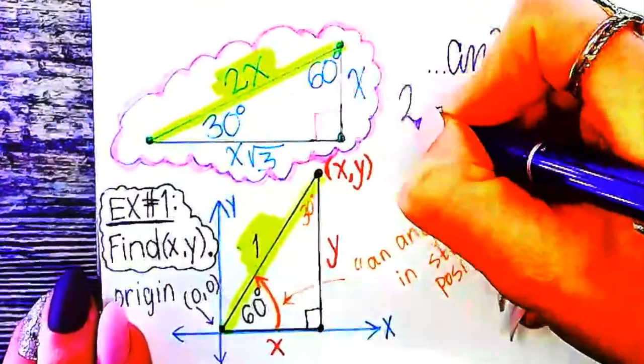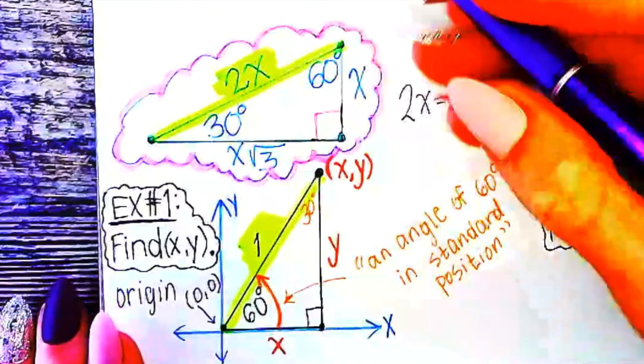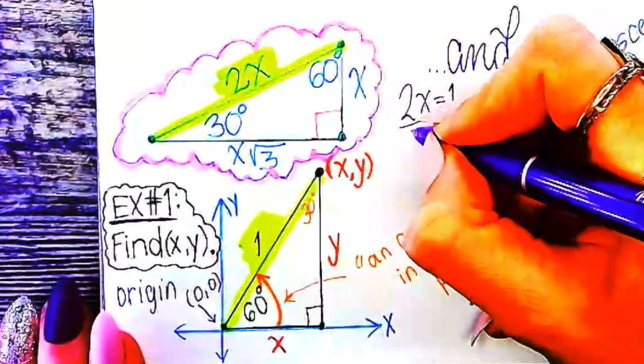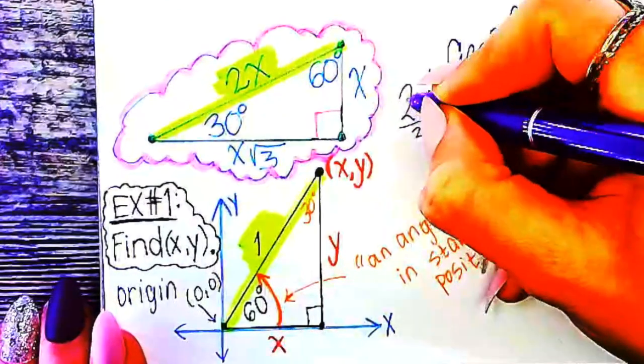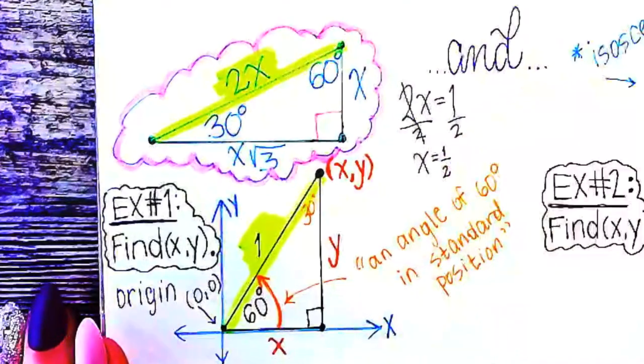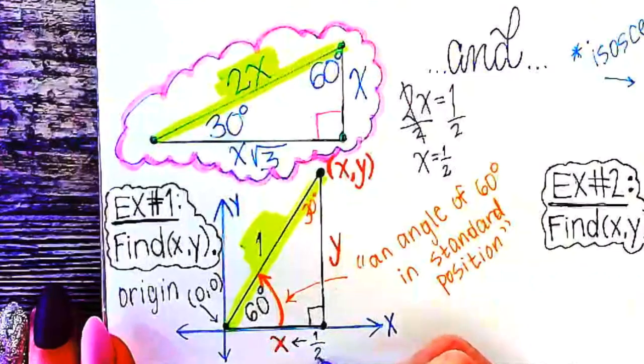To start solving this problem, we're simply going to set up an equation: 2x equals 1. This fact gets the problem moving. We divide both sides by 2 and find that this x value equals 1/2. That means that the length of the leg across from the 30-degree angle is 1/2.